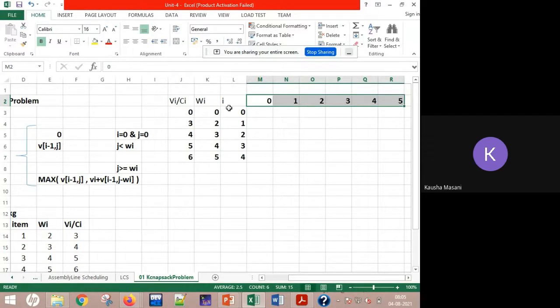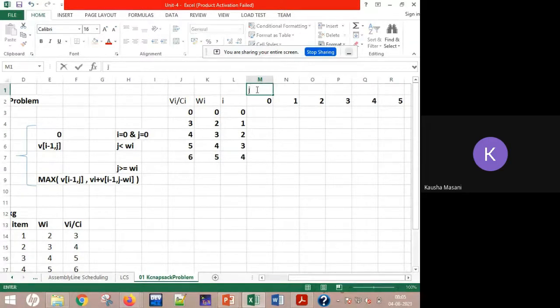Now see, these are my j values and these are my i values. When i is equal to 0 and j is equal to 0, what do I have to write? 0, correct? So you can simply write zeros everywhere. The first row and first column will be 0, 0, 0.